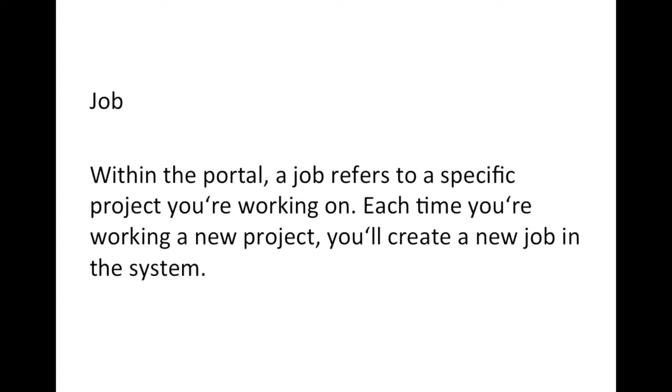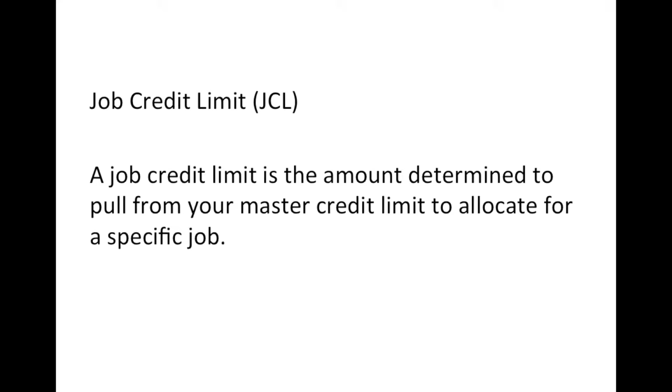So from your jobs, you'll be approved for a job credit limit, or a JCL. This is the amount determined to pull from your master credit limit and allocate for that specific job. For example, let's say you have a master credit limit of $100,000, and for a project you're working on, you're going to need $50,000 for your materials. So you're going to pull $50,000 and we're going to approve you for $50,000 on that specific job, which means that you only have $50,000 left in your master credit limit. If you decide you need to take on an additional job, you'd only have $50,000 left to allocate for those additional jobs.